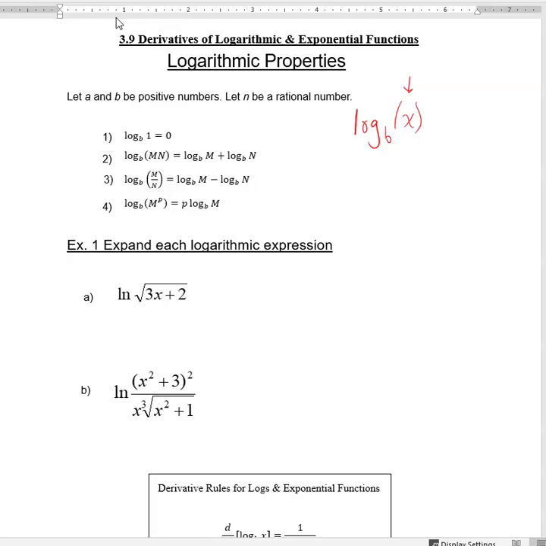And there's two more common logs that we see very often. If we see log with nothing written after it, that's an implied base 10. That's called the common log. And then there's also the natural log, which is very common. That's ln, and that would be equivalent to log base e of whatever the argument is, but we usually just write ln. That's called the natural log. Those are the ones that come up most often.